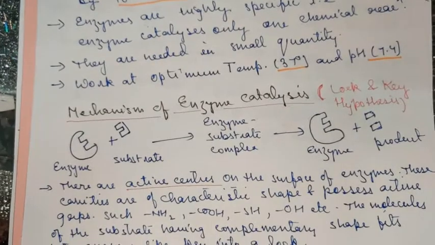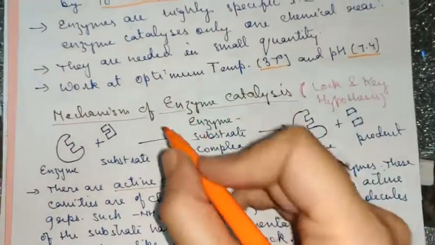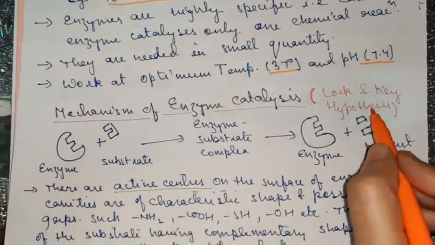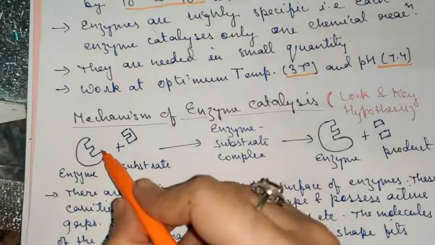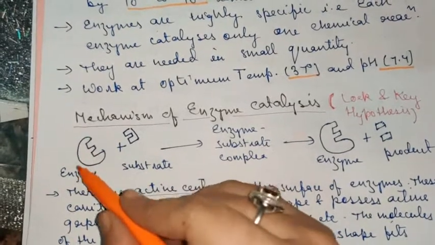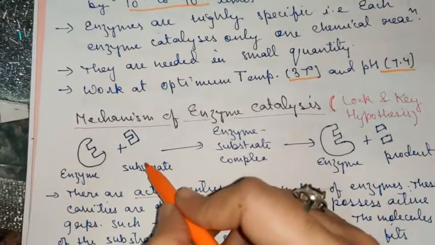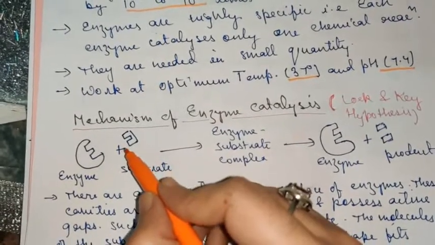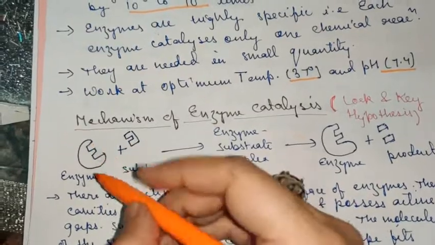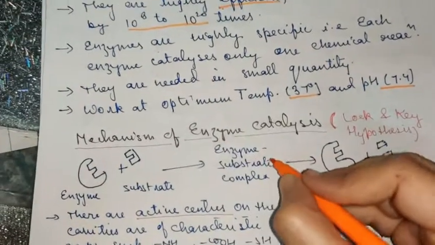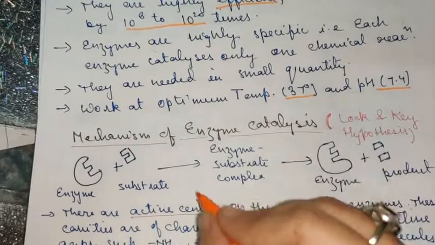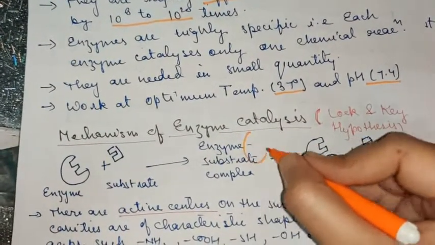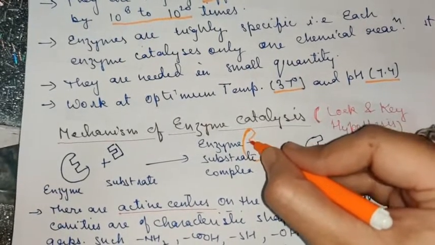Now, how does an enzyme function? Mechanism of enzyme catalysis. It follows the lock and key hypothesis. Now, what does it mean? In case of an enzyme reaction, what happens? Suppose this is an enzyme and this is a substrate, that is, the reactant. As you can see, the shapes are complementary. What happens? This substrate gets fitted into it. So, in this case, we get the enzyme substrate complex, which means if you try to draw it in the structural form, it will be like this.